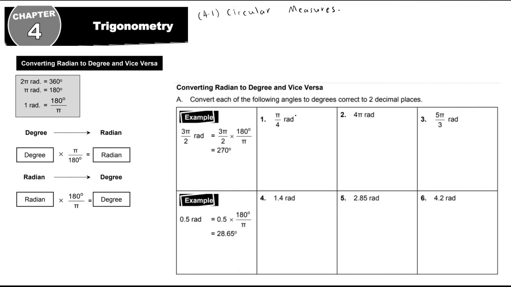Let's try questions from your homework, converting radian to degree and vice versa. Convert each of the following angles to degrees correct to 2 decimal places. And let me remind you, it is best if you change the mode of your calculator to radian mode. Whenever you deal with circular measure, please always check the mode of your calculator. And if you have pi in your calculation, it is better to use the calculator in radian mode.